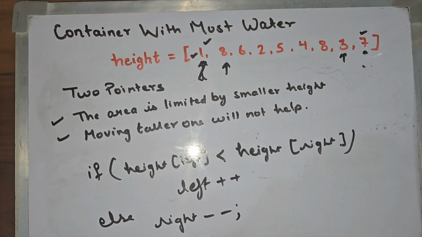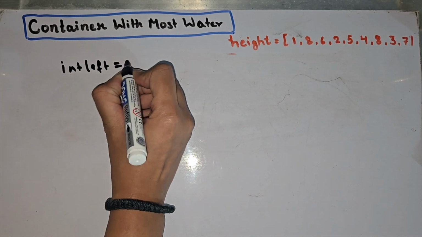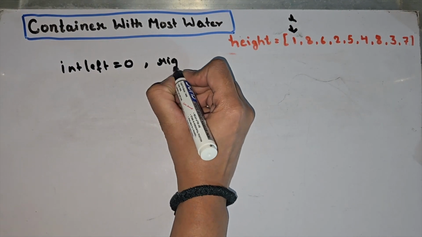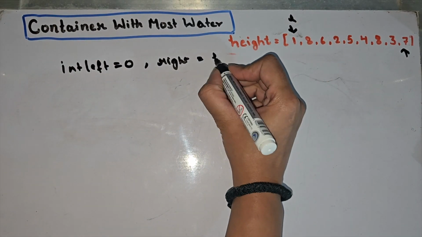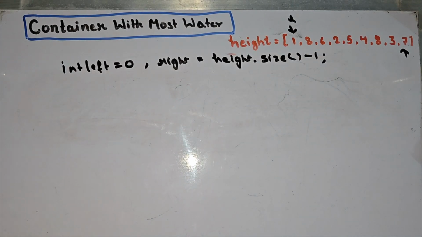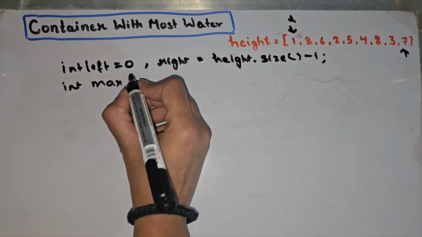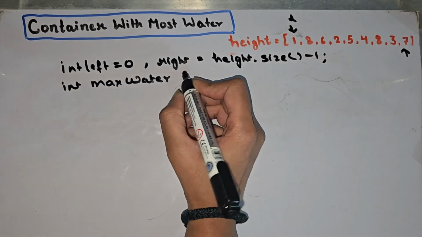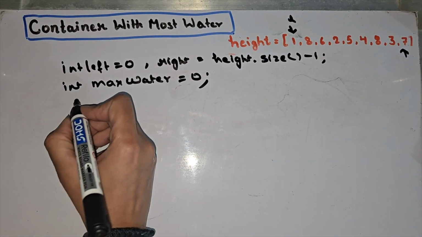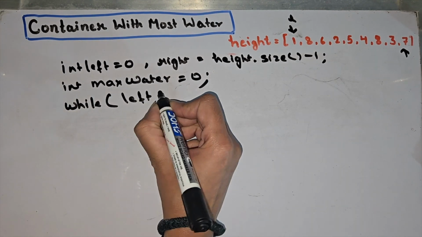So let's try coding this. We will have a left pointer pointing at the 0th index, and a right pointer pointing to the end of our array, so height.size() minus 1. Now we will keep a variable for our answer. The variable name is max water, and max water will be initially 0. Now we will run a while loop while left is less than right.